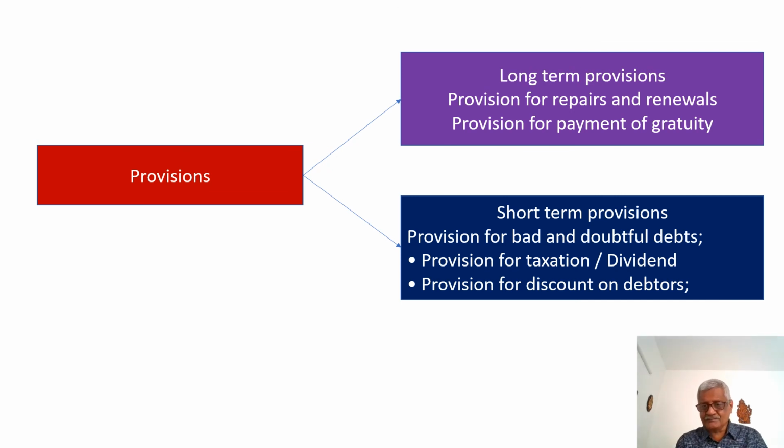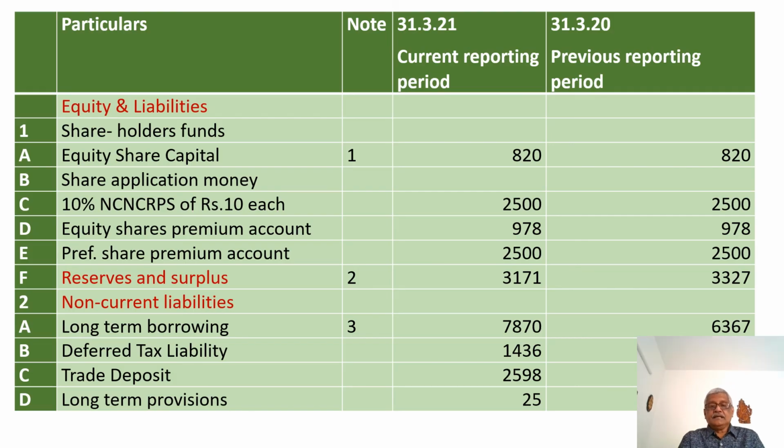For the short-term provisions, provision for taxation, provision for dividend, provision for discount on debtors, they all come under short-term, which occur within a period of 12 months. So for the present, we are covering long-term borrowing, including long-term provisions, as a non-current liability. And now look at a balance sheet where equity and liabilities are there, reserves and surplus is there, then comes the non-current liability. We have completed our discussion on long-term borrowing, deferred tax liability, trade deposits, and long-term provisions.